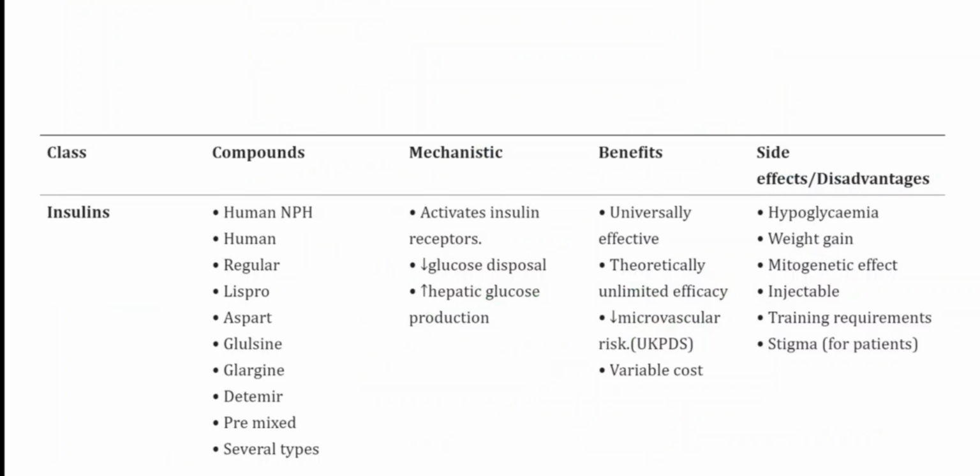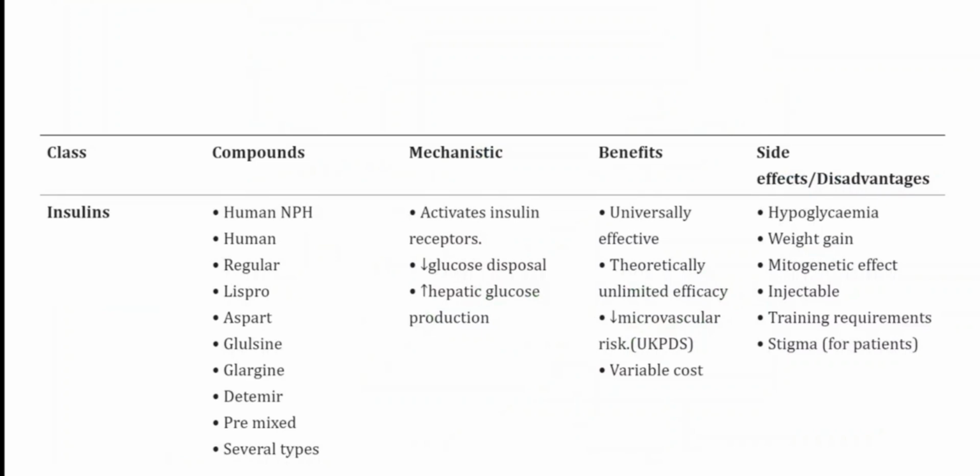The benefits of insulin are that it's universally effective. Theoretically, it has unlimited efficacy. It reduces microvascular risks, and it has variable costs. The side effects or disadvantages include hypoglycemia, weight gain, mitogenic effect. They're injectable, so you need to continuously be injecting them. Patients need to be trained. Then some have a stigma, that this patient uses insulin, so there is a stigma against using insulin.